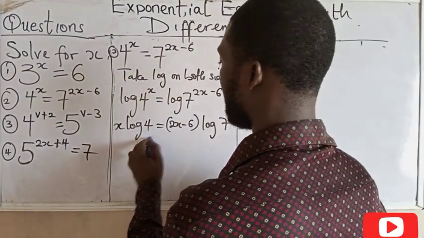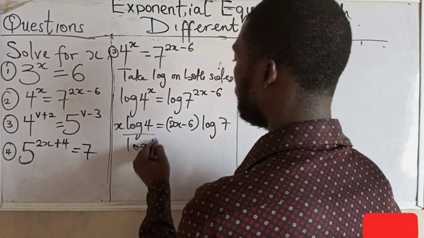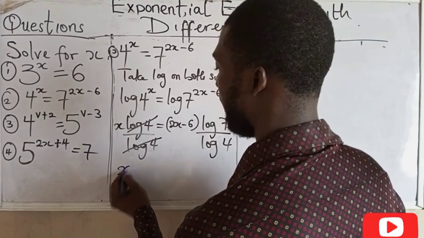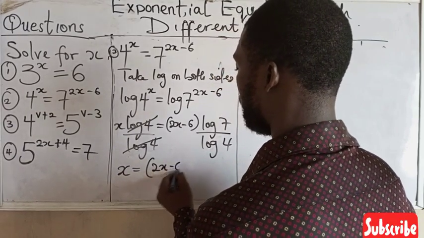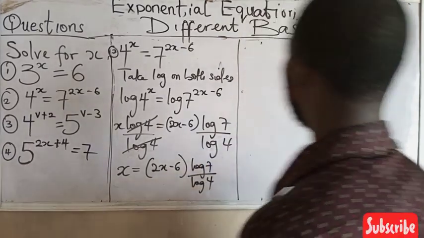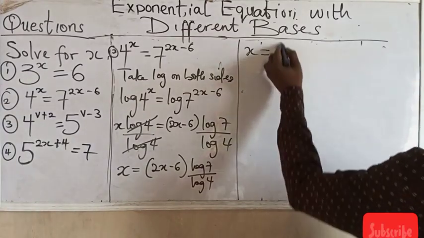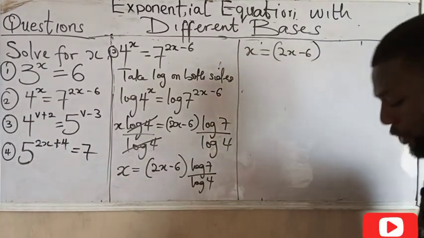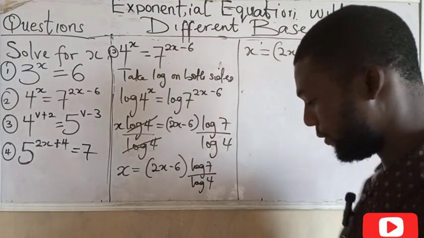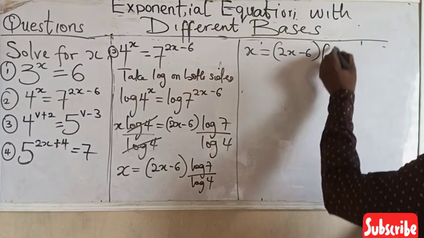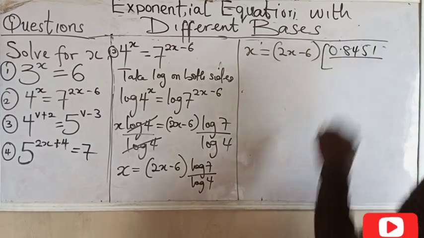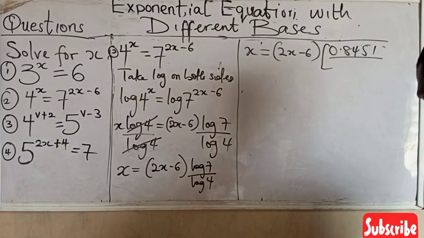So in this case, I will divide both sides by log 4 so as to isolate x, or to make x stand alone. So we have x equals 2x minus 6 log 7 over log 4. So I'll say this x equals 2x minus 6. So we check the calculator now for log 7. What is log 7? Log 7 is 0.8451 divided by log 4. What is log 4?